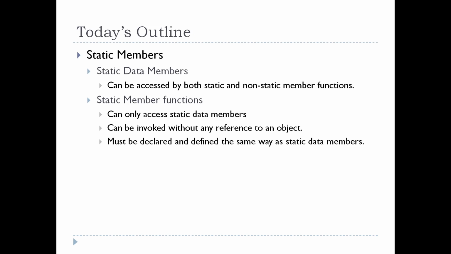And why do we need static member functions? Because if you have static data members and you want to access them, at times you may not have any object or any reference to an object, and you still want to access those data members. So you can have a static member function, and the static member function would be able to access those data members without requiring a reference to an object.